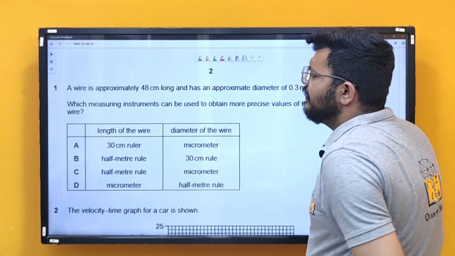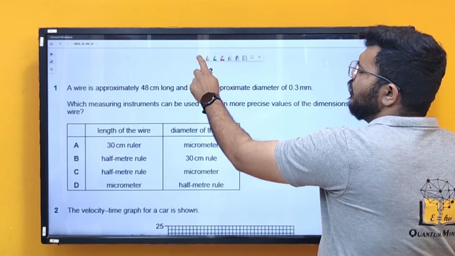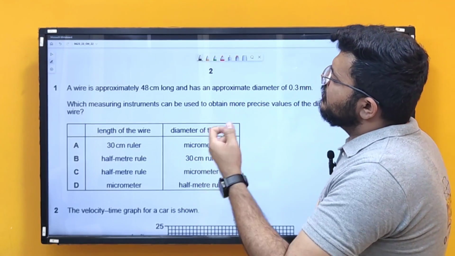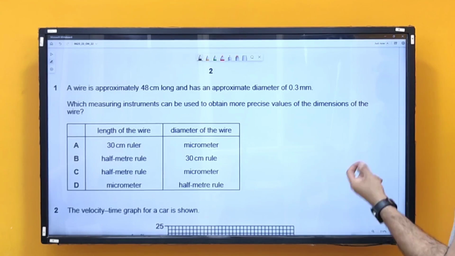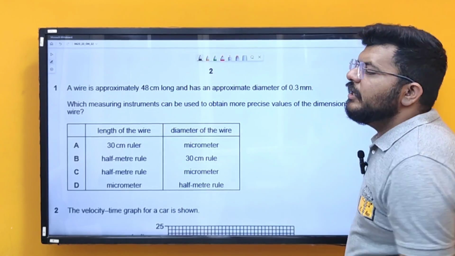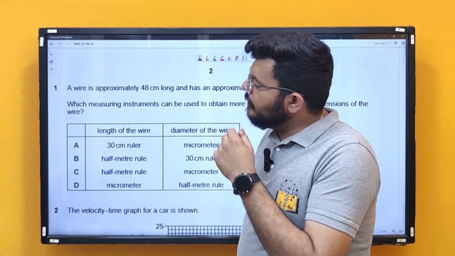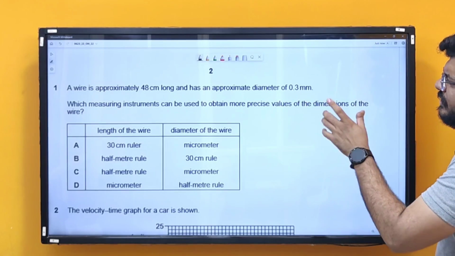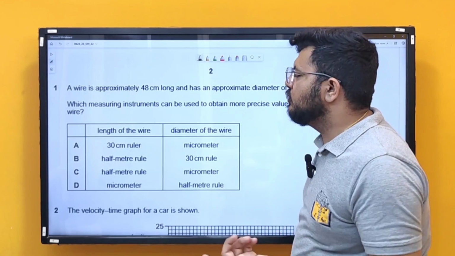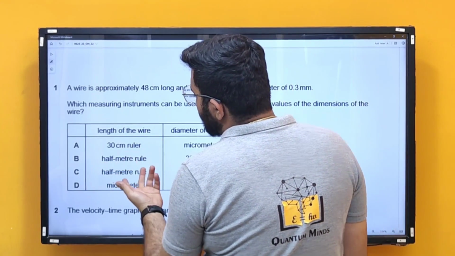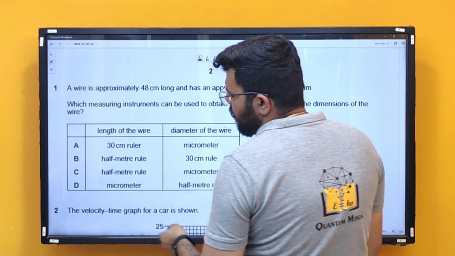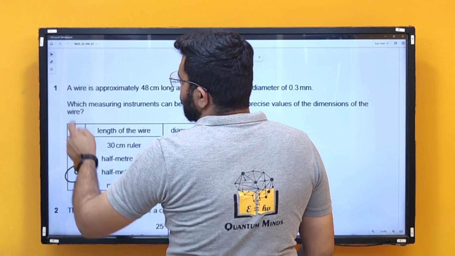It says a wire approximately 48 centimeter long has an approximate diameter of 0.3 millimeter. Which measuring instrument can be used to obtain a more precise value of the dimensions of the wire? If it's 48 centimeter long, approximately, you can use a meter rule, right? And it has an approximate diameter of 0.3 millimeter, so you have to use a micrometer screw gauge. Length of the wire, half meter rule. Yes, this is less than half meter, so that will work. Diameter of the wire, micrometer, which is option C.